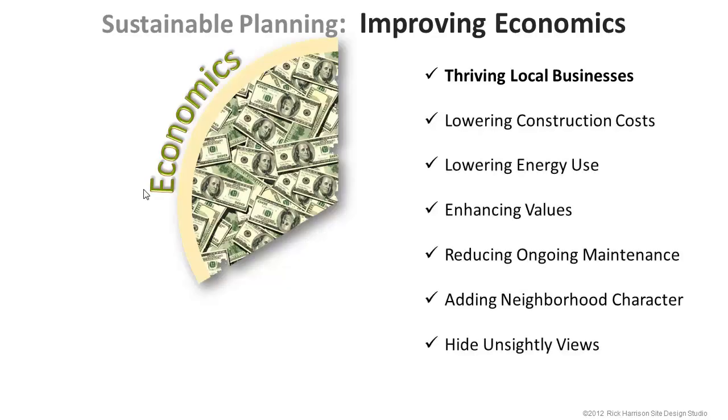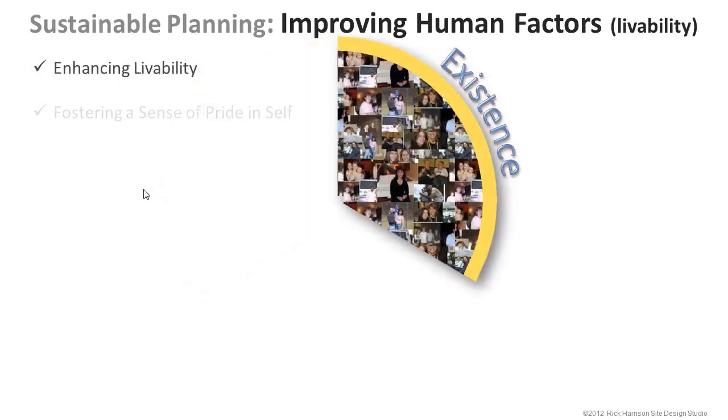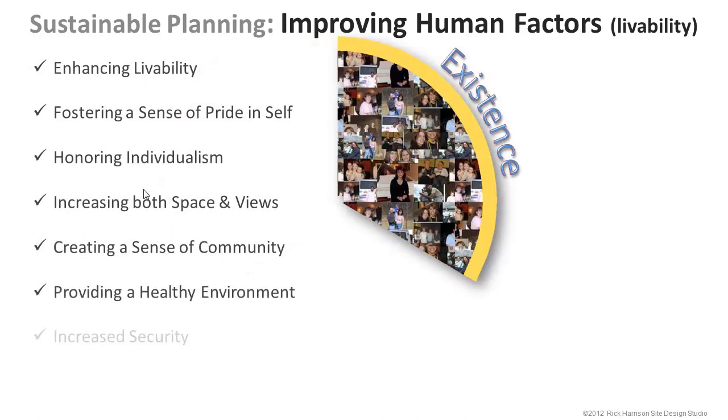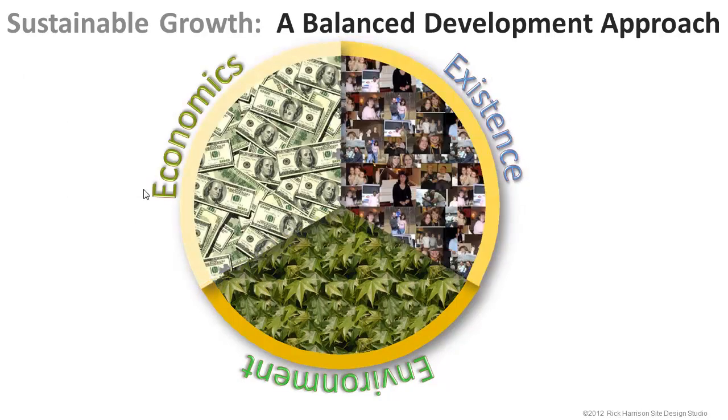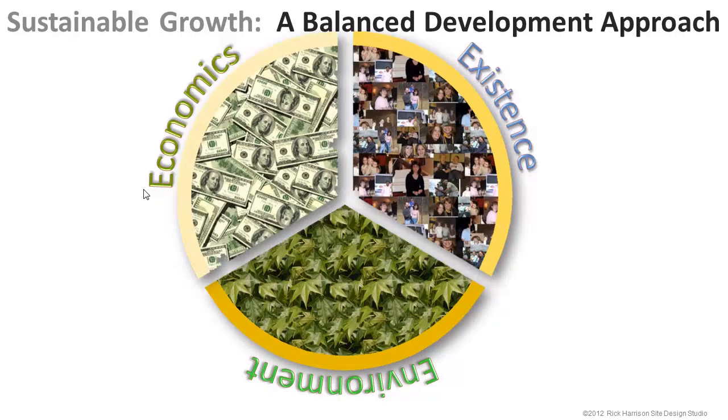We define sustainability in land development in three areas. Economics: what can we do to lower the construction costs but raise the value? Existence, the human factors: when you enter that neighborhood, no matter what your income is, do you feel a sense of pride because of the neighborhood you live in? And the environmental factors: to do responsible things that reduce environmental impact but don't destroy the economics or attractiveness of the development. The balance of those three E's, as we call them, will lead to sustainable development.